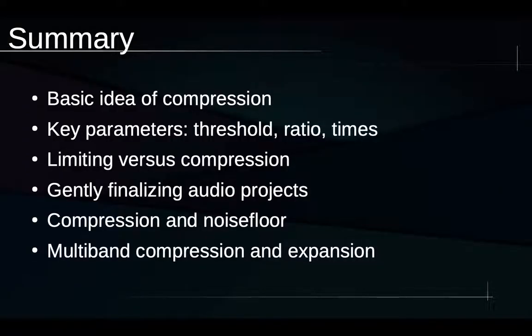So to summarize this module, we looked at the basic idea of a compression plugin. We introduced its key parameters, threshold, ratio, and the times, attack and release. We looked a little bit at the difference between limiting and compression. We went through the procedure of gently finalizing audio projects to moderately reduce their dynamic range. We looked at the effects of compression on noise floor and pointed to the existence and possibility of multiband compression and expansion.